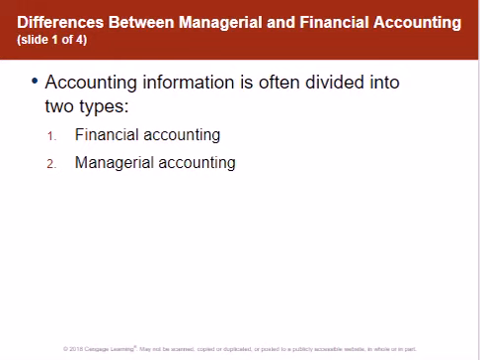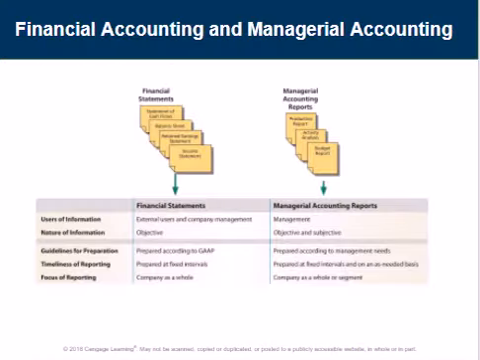Accounting information is often divided into two types. You have financial accounting and managerial accounting. You have financial statements, and then for managerial accounting, managers use reports. So we have managerial accounting reports. And this diagram just gives a breakdown of the difference between the two and the users of that particular information.